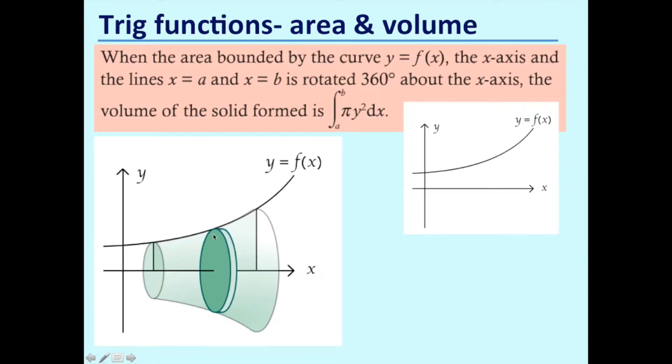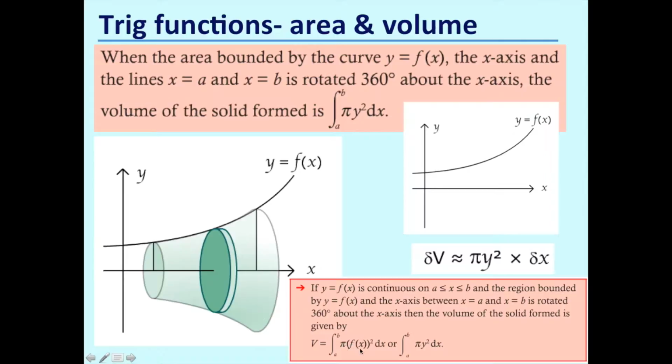If we were to take a slice through the shape here, we know that the radius would be the y value. So the area of this circle would be pi times the radius, which we're saying is y squared, multiplied by the depth. Now, we're going to use calculus to increase the number of these slices such that they become infinitesimally thin. At that point, we will be able to find the volume by adding up the area of each of these infinitesimally thin slices.